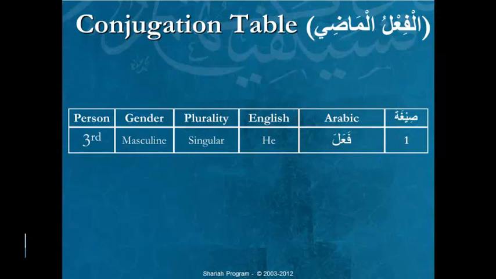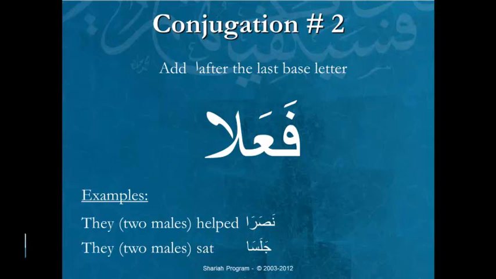If you want to talk about 2 males, that 2 males have done or did a certain action in the past, whatever that action is, it doesn't matter, then that is done by adding an alif to the end of the verb. Okay, so fa'ala becomes fa'ala, and you see that here on the next screen. Add an alif after the last base letter. Okay, and it becomes fa'ala.